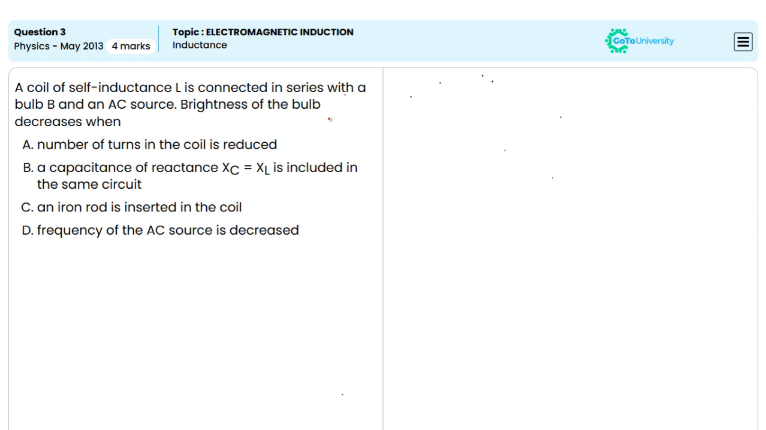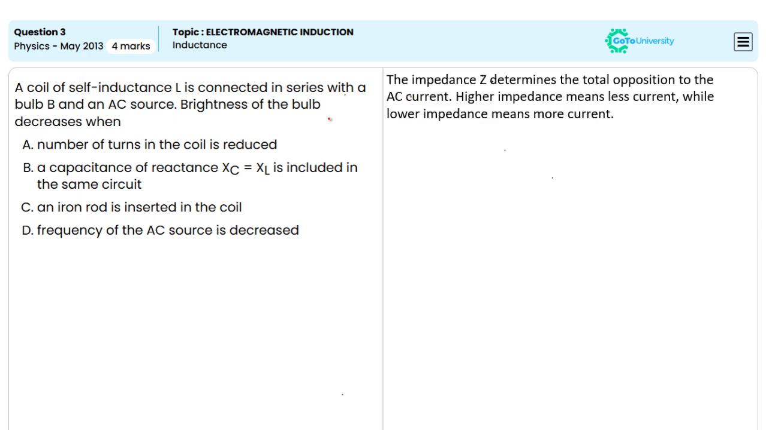A coil of self-inductance L is connected in series with the bulb B and an AC source. We need to find when the brightness of the bulb decreases. So we know that the brightness of the bulb depends on the current flowing through the circuit. If the reactance in the circuit increases, the current decreases, which in turn reduces the brightness of the bulb.